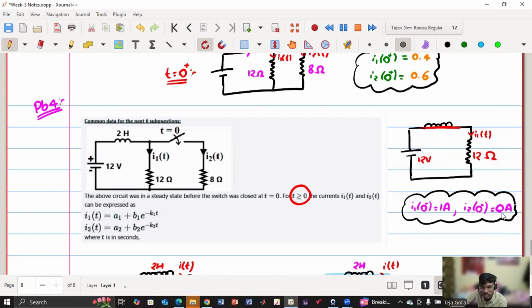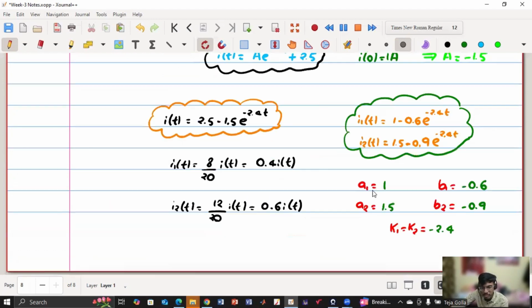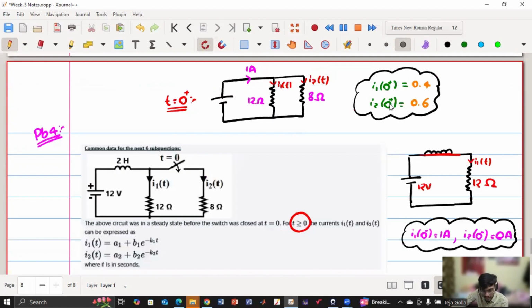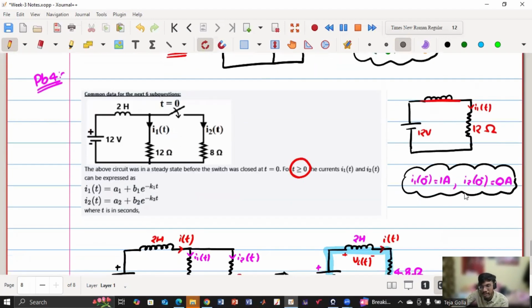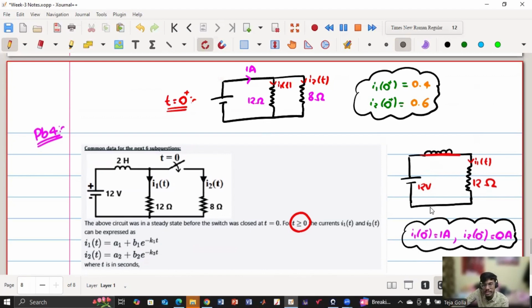So this is the mistake I have mentioned. So these are before, at 0 minus. So A1 plus B1 will be 0.4 and A2 plus B2 will be 0.6, not 1 and 0, because these are before the switch was closed, not after the switch is closed. And they're asking after the switch is closed. So this was one mistake I have mentioned. So it is not 1 and 0. So let us go and check. What is A1 plus B1? It is 0.4, right? And A2 plus B2, it is 0.6. So these are after the switch is closed, but before the switch was closed they have different values.